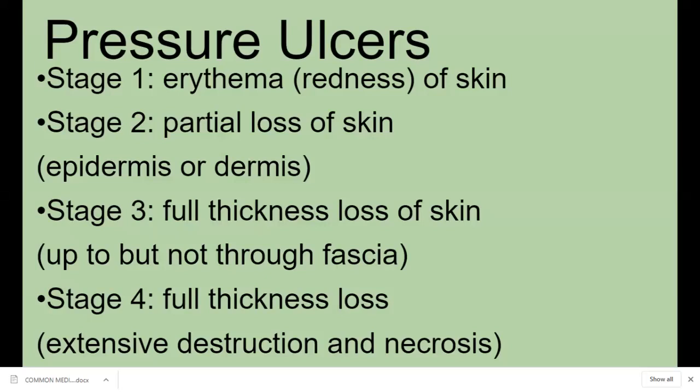Let's talk about pressure ulcers. Okay, stage 1 of a pressure ulcer is erythema, redness of skin. Stage 2 is partial loss of skin, epidermis or dermis. Stage 3, full thickness loss of skin up to but not through fascia. Stage 4, full thickness loss, extensive destruction, and necrosis.